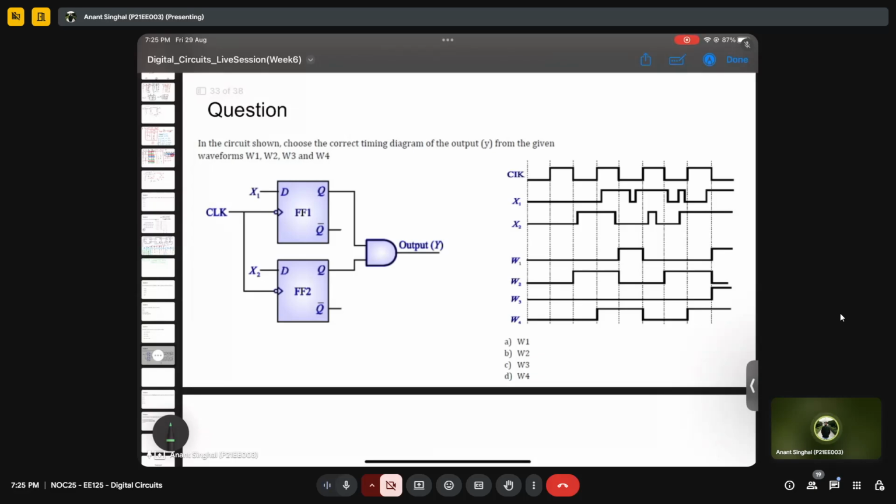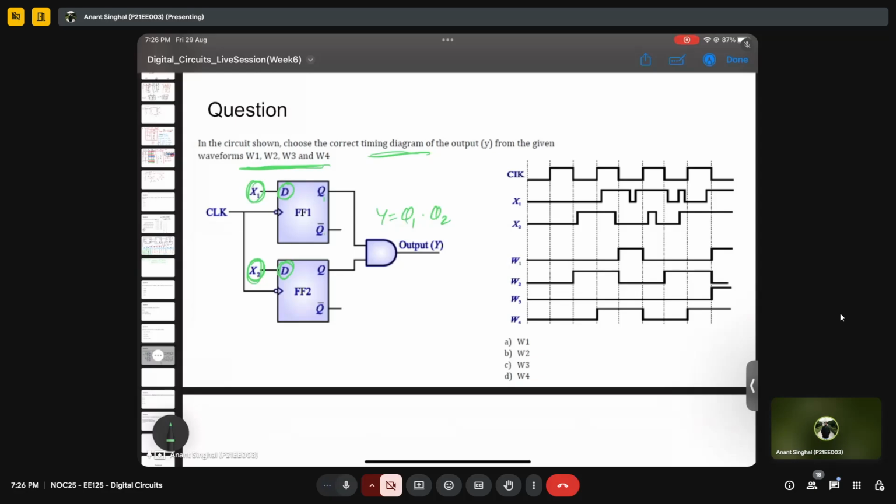Now it says, in the circuit, choose the correct timing diagram for the given waveforms W1, W2, W3, W4. So here what do we have? We have a D flip-flop, right? The inputs of the D flip-flop are X1 and X2, and the outputs are like this. So let me name them. Why can I write Y as Q1 times Q2? I hope it is clear.